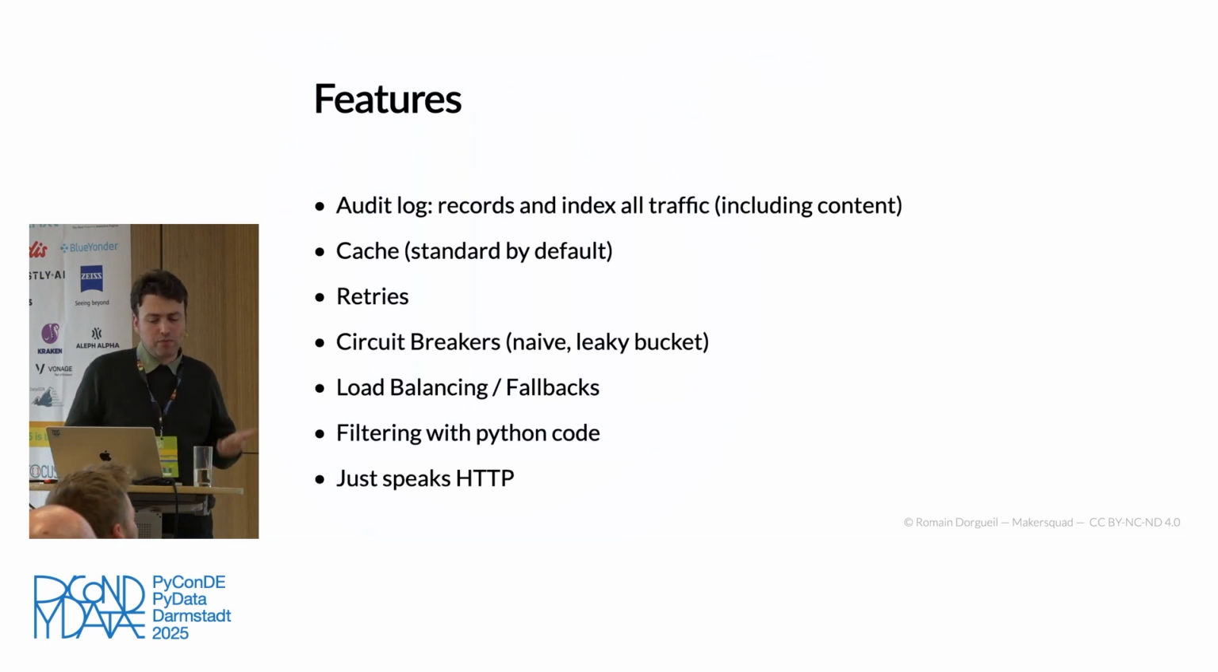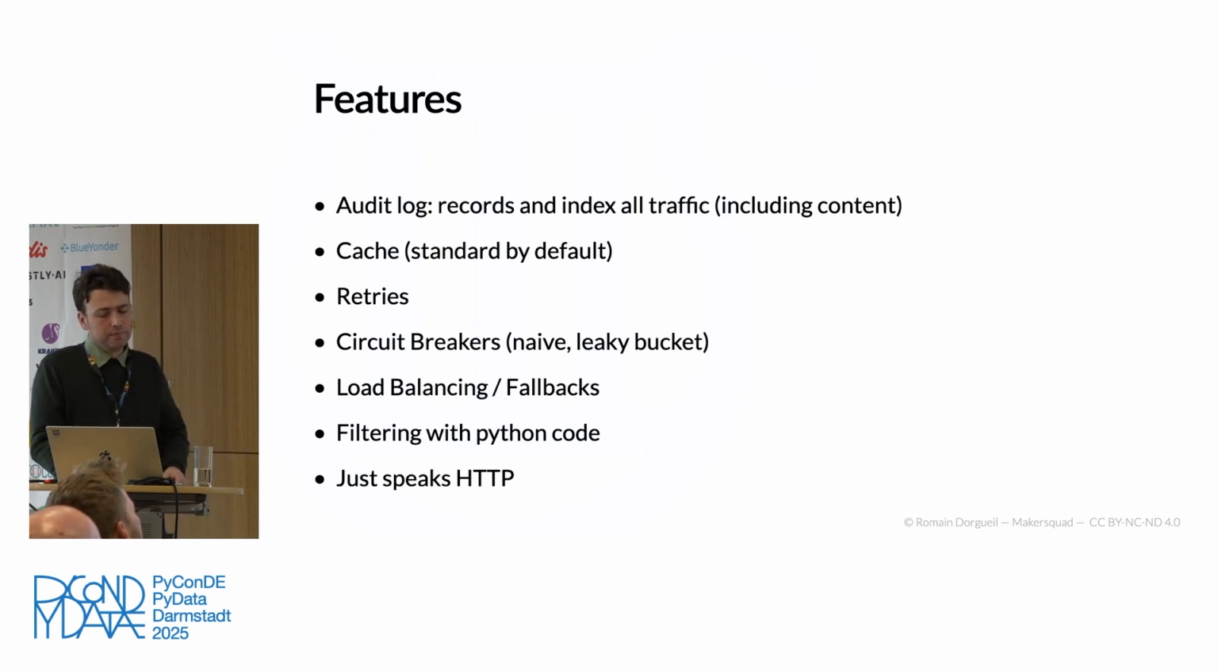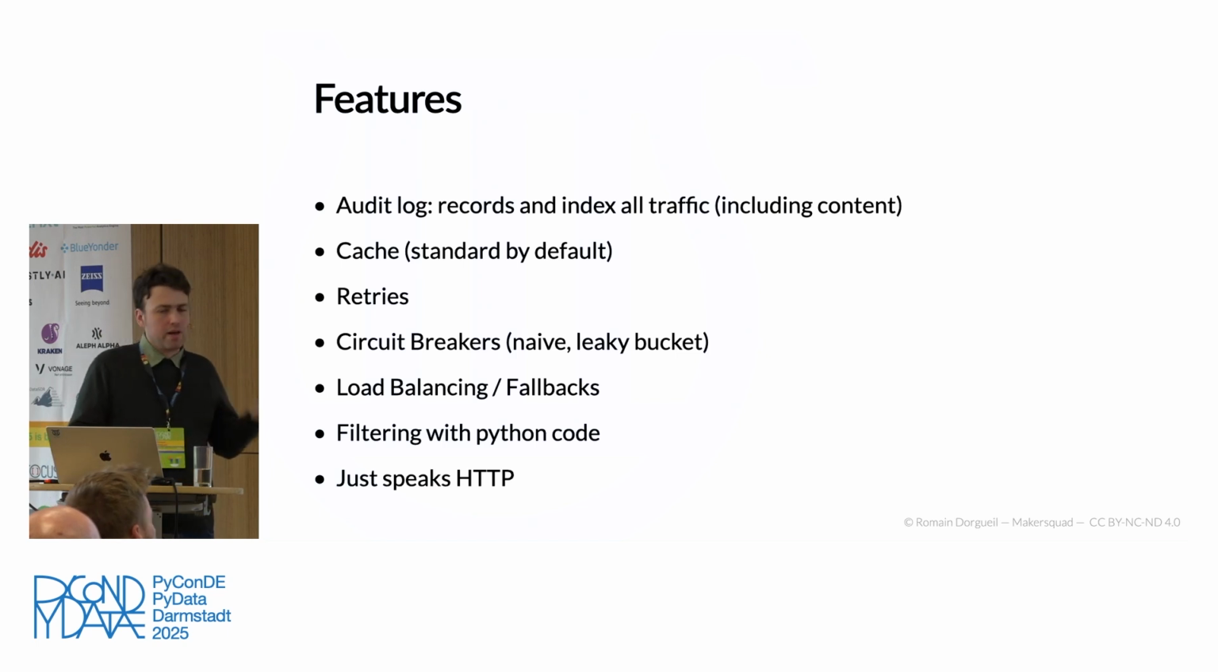We implement a bit of load balancing of fallbacks. If the circuit breaker is open on service A, then fallback to service B. We added customization using Python code, so you can change headers, maybe even change the method. For this POST, we could switch it to a GET if we want. Maybe it's not a good idea, but we can do it. And importantly, it just speaks HTTP.